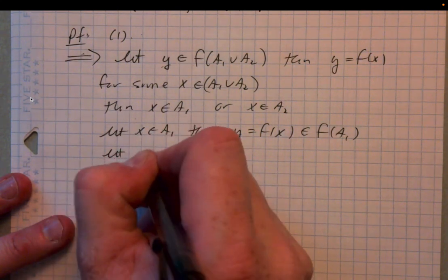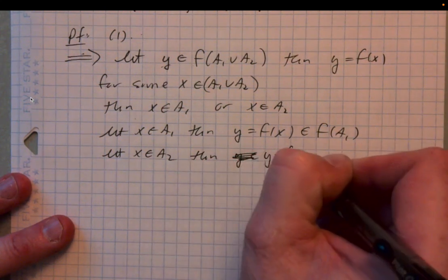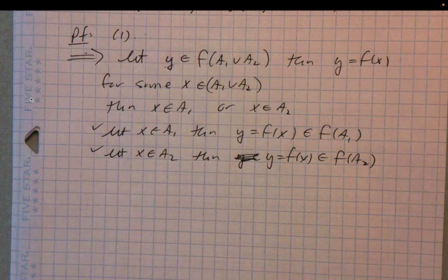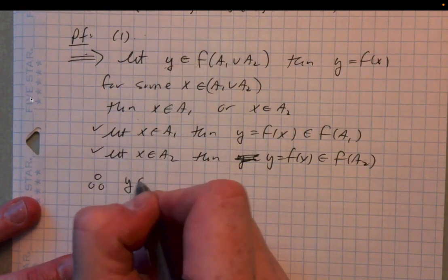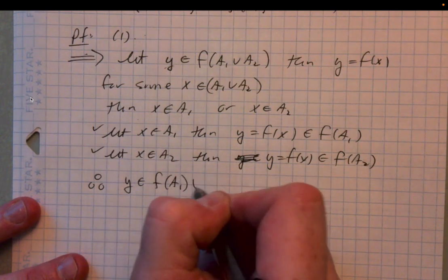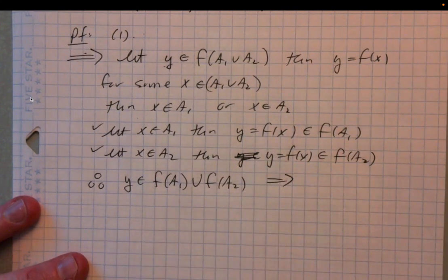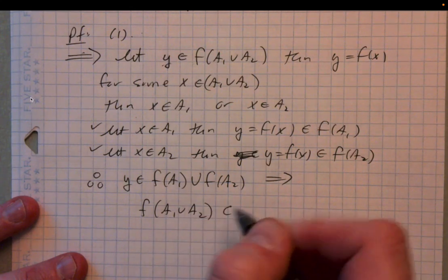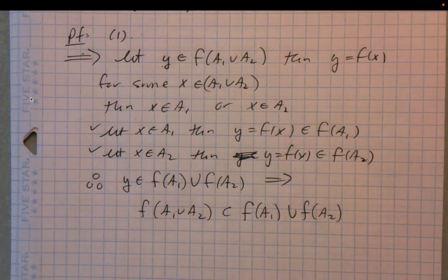If we let x be in A2, then y is equal to f of x, which is in f of A2. So one of these is true, and either way, y must be in f of A1 or f of A2. It's got to be in one of the two, and that gets us the first direction. So that means that f of (A1 or A2) is a subset of f of A1 or f of A2. Okay, so that's the one direction.